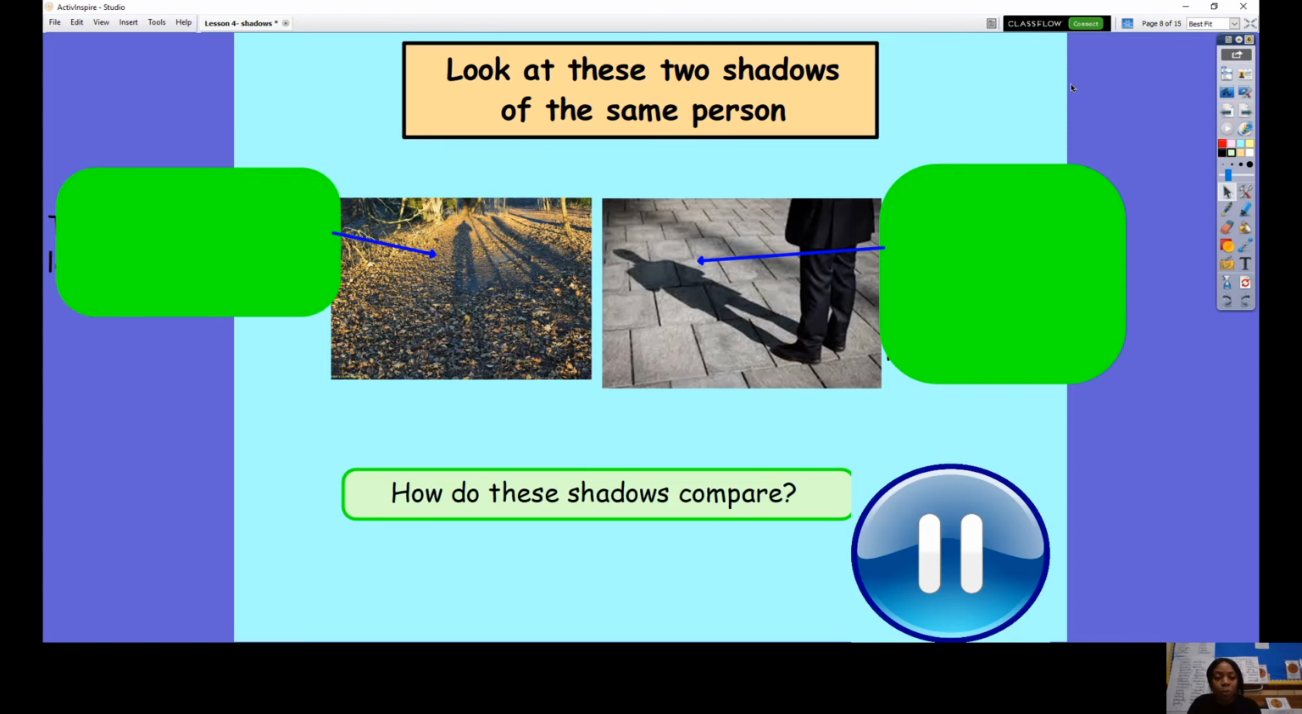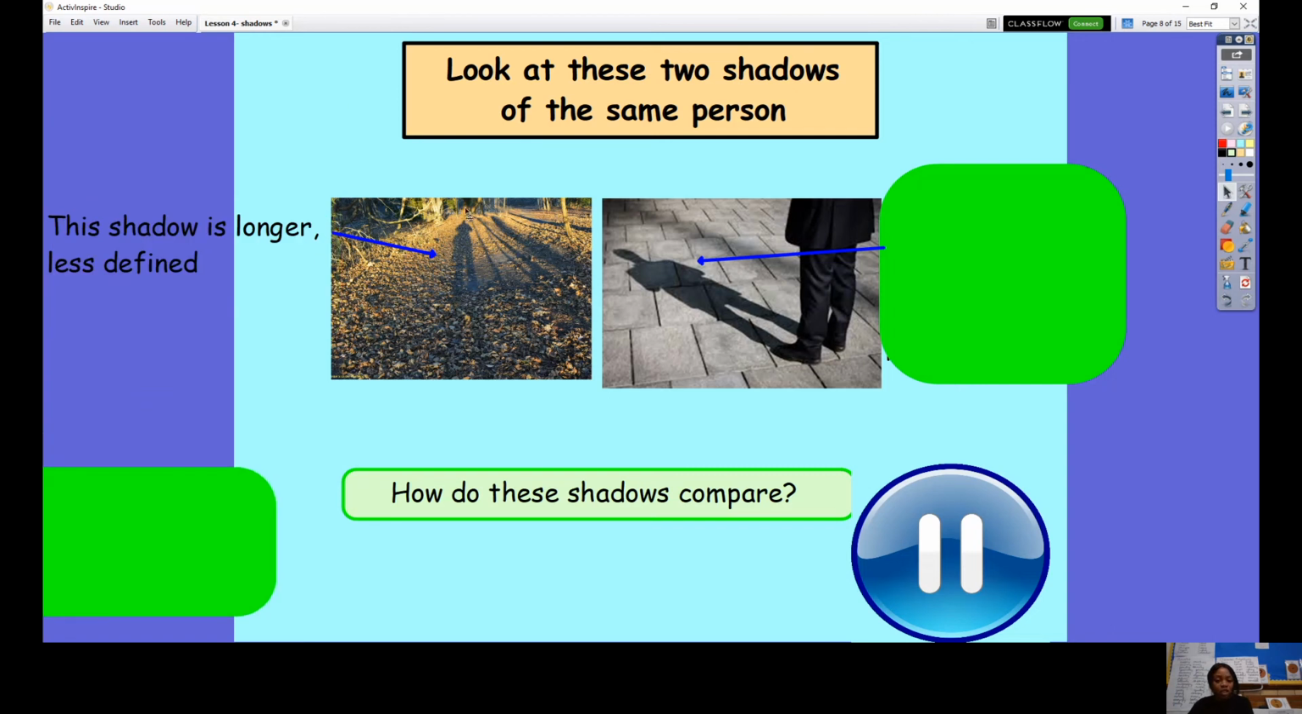Now, we've got two pictures here, two shadows formed by the same person, same light source, but somehow the shadows look a bit different. I would like you to look at the shadows carefully, compare them. What's the same? What's different? Pause the video now so that you can do that. Okay, I have had a compare of these shadows, and looking at them, I can see that this shadow is much longer in comparison to this shadow here. And I know this man hasn't got legs that long because that's simply impossible.